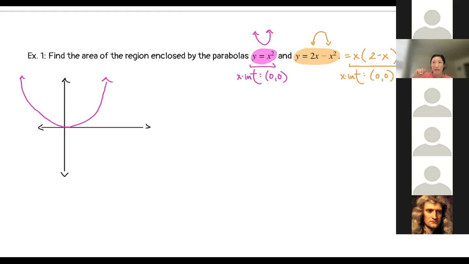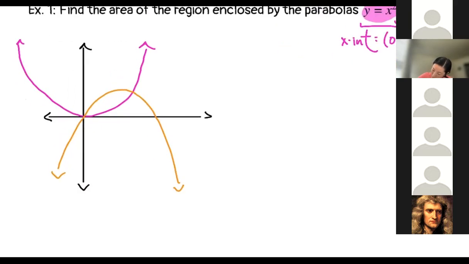And that satisfies my x-intercept at 0, 0. And then I have to draw the orange one so that it crosses at 0, 0, and 2, 0. And so that might look something like this. Oh, that second parabola is definitely much better than the first one. Okay, so now we've got our picture. Let's label some important points. So we know that this point right here is 0, 0. Okay.